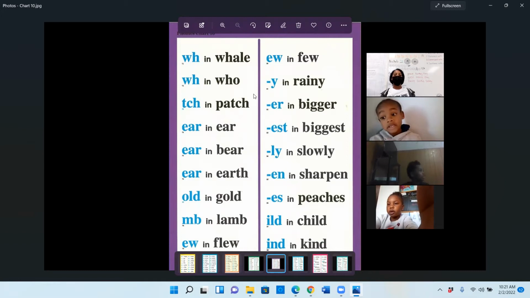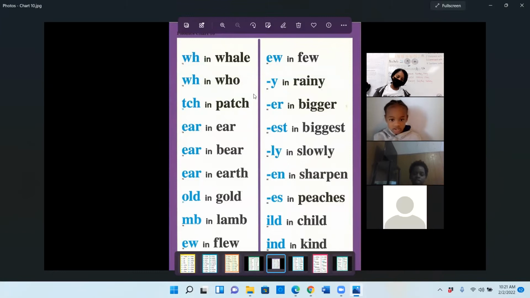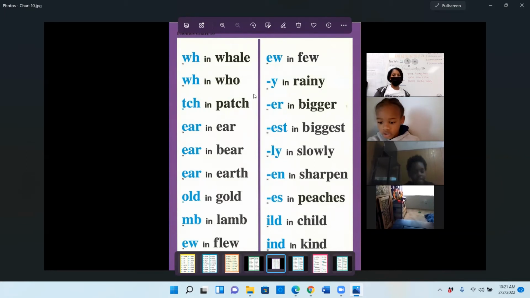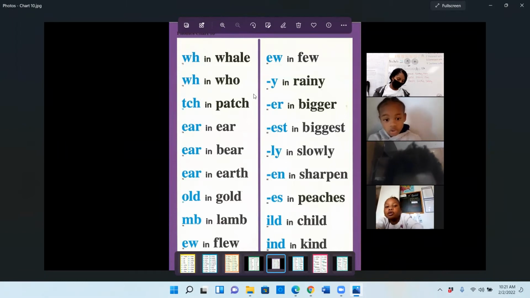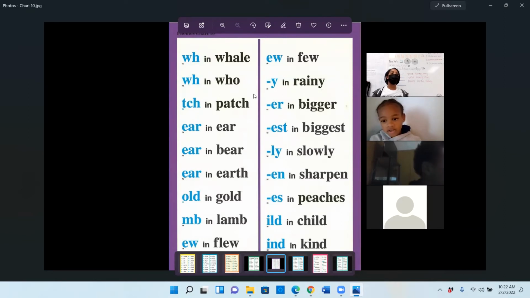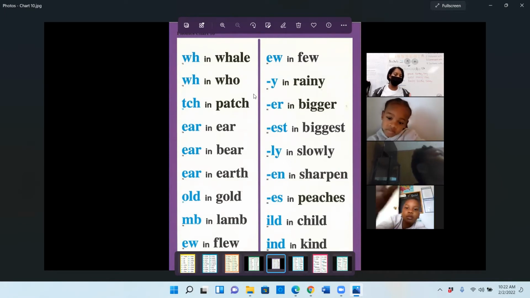All right, chart 10. WH says wh, what, and well. WH says h, and who. TCH says ch, and patch. EAR says ear, and ear. EAR says air, and there. EAR says er, and earth. OLD says old, and gold. MB says m, and lamb. EW says oo, and flu. EW says u, and few.